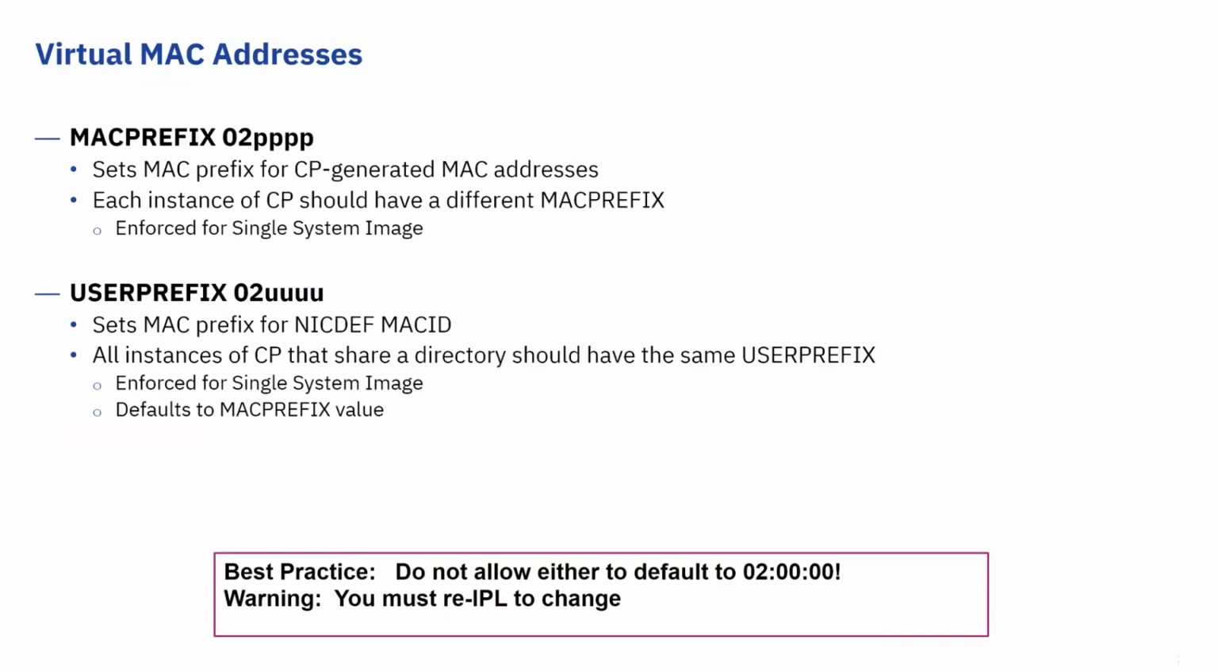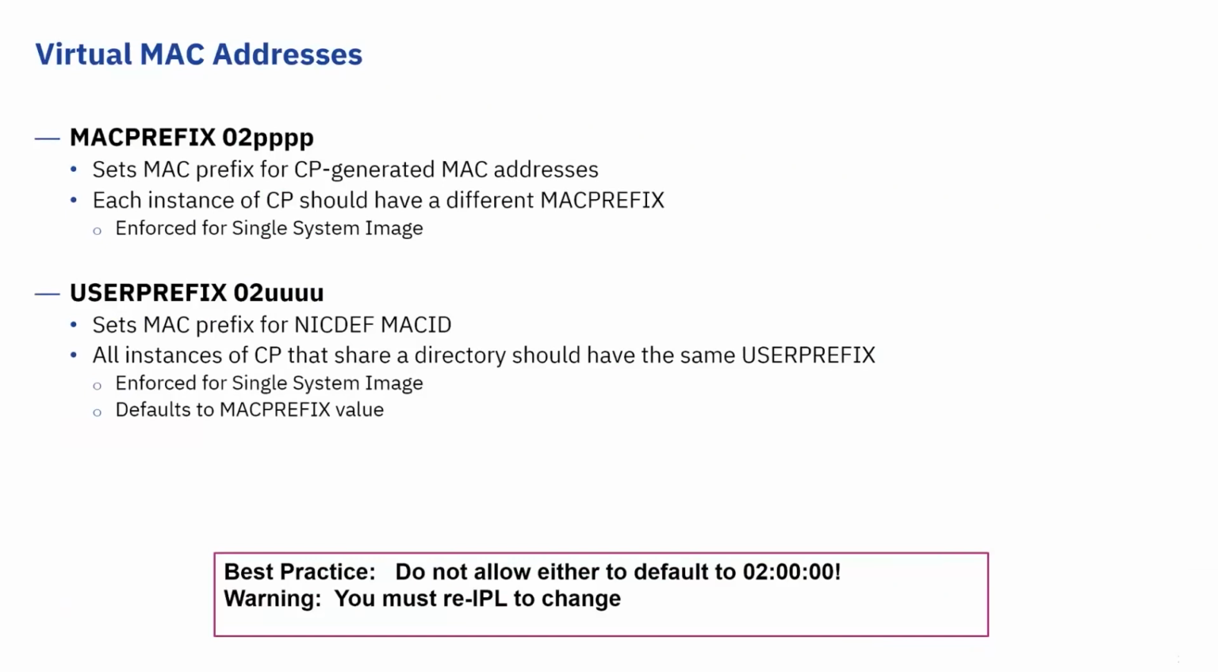If I've got non-SSI images that are sharing a directory, that MAC ID will be used on multiple LPARs. Well, then they better have different MAC prefixes. And so if I'm in an SSI cluster, MAC prefix has to be different, user prefix has to be the same. Okay? Do not allow either of those to default to 020000.